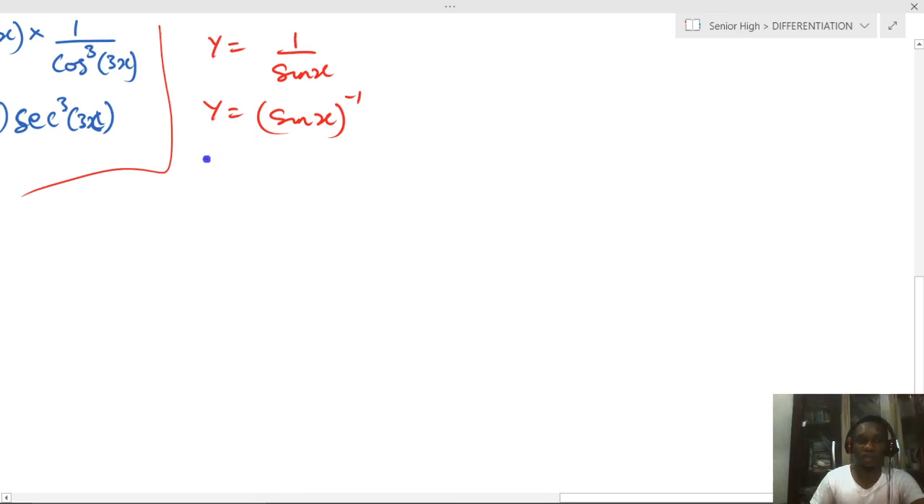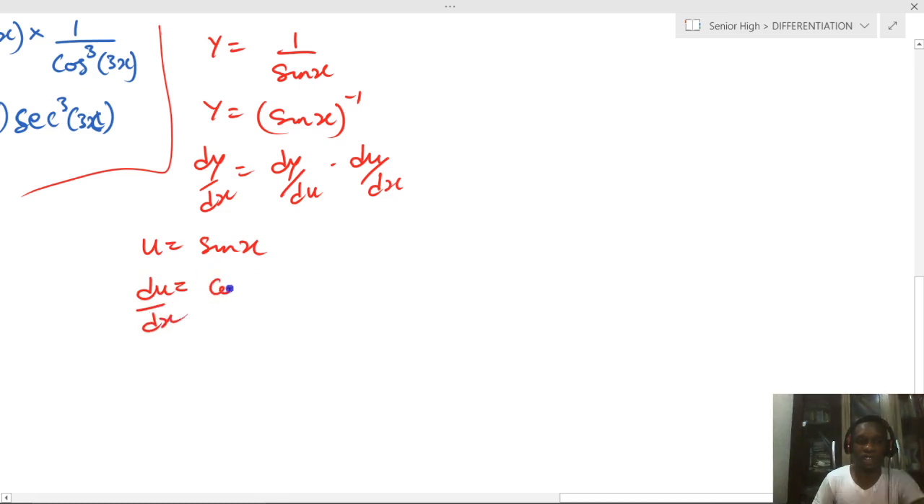So applying the chain rule, we know that our dy/dx is equal to dy/du multiplying our du/dx. Our u here is sine x, and du/dx from sine x is cos x. Our y is then u raised to the power of minus 1, and our dy/du related to u will be minus u raised to the power of minus 2, right?